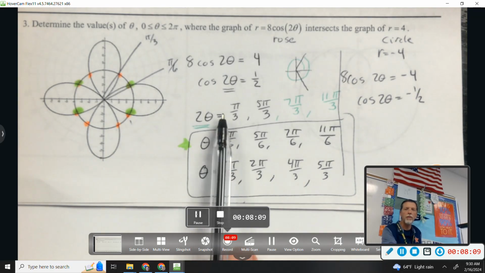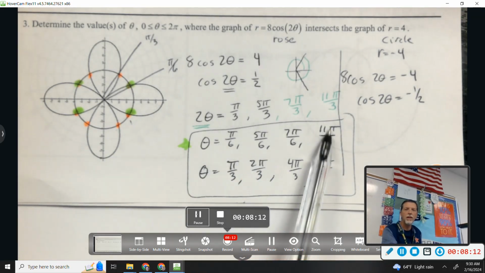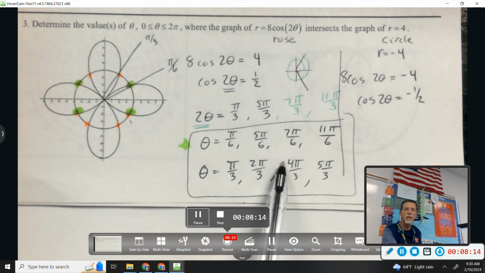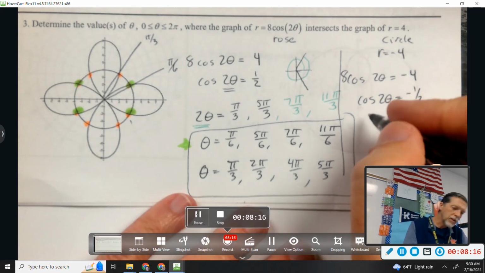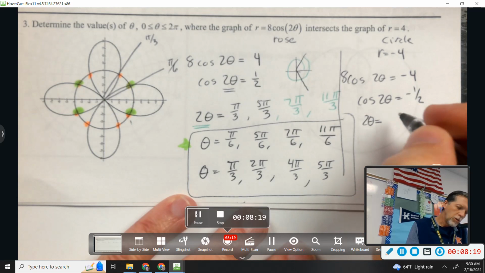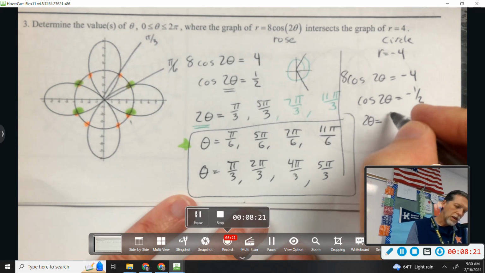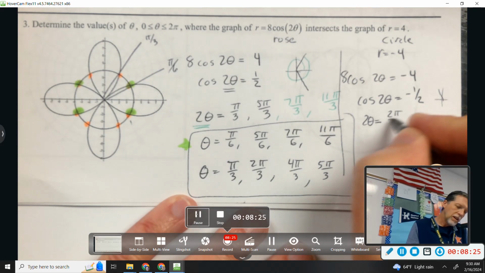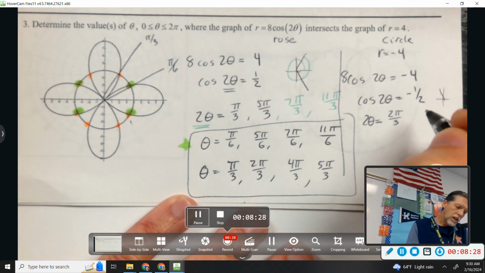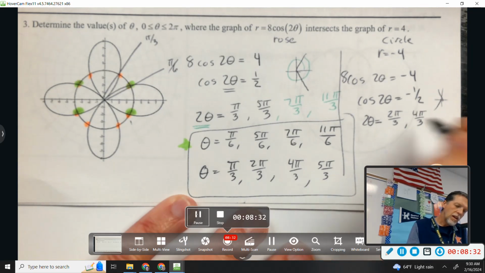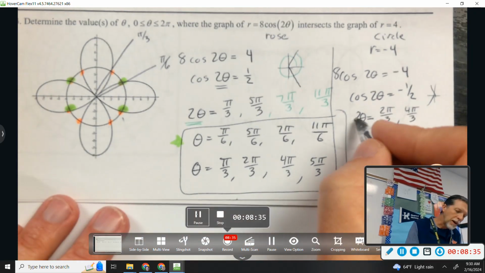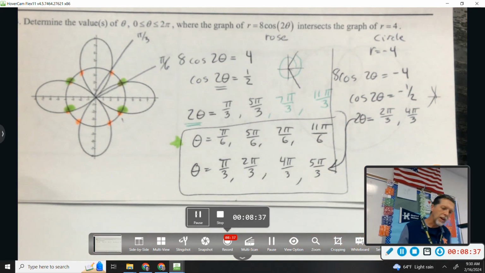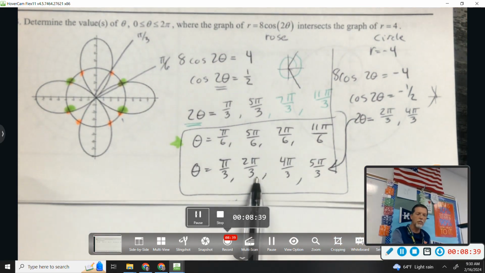Dia? Why wouldn't you multiply the denominator by 2? Right here to here? No, like on the other one. From here to... or well, from this one, this would have come from over here. So 2 theta would then be, let's see, that would be 2 pi over 3, and 4 pi over 3. And then when I divided those by 2, that's when I would get pi over 3 and 2 pi over 3 and the other 2.